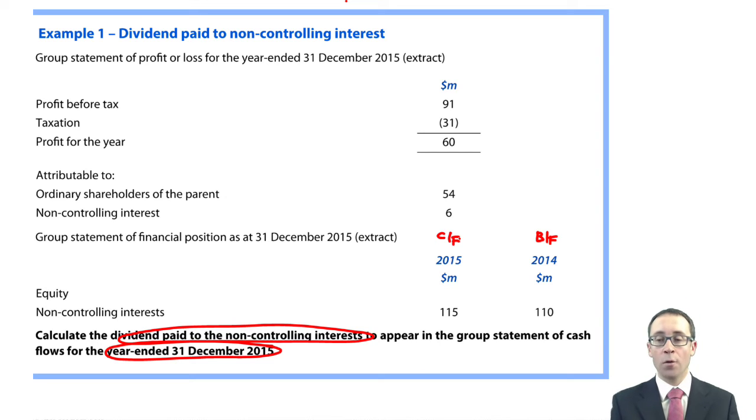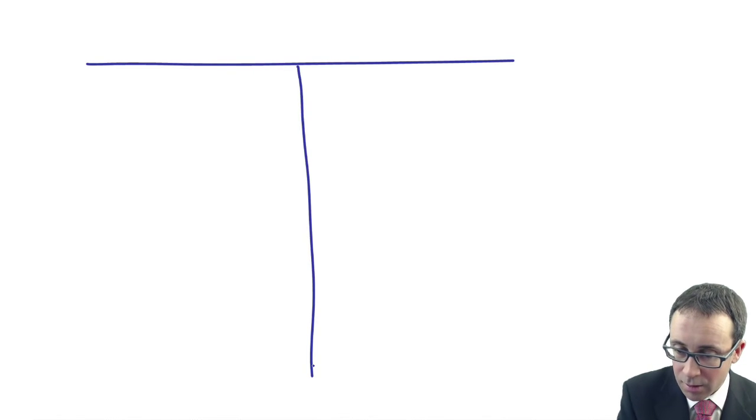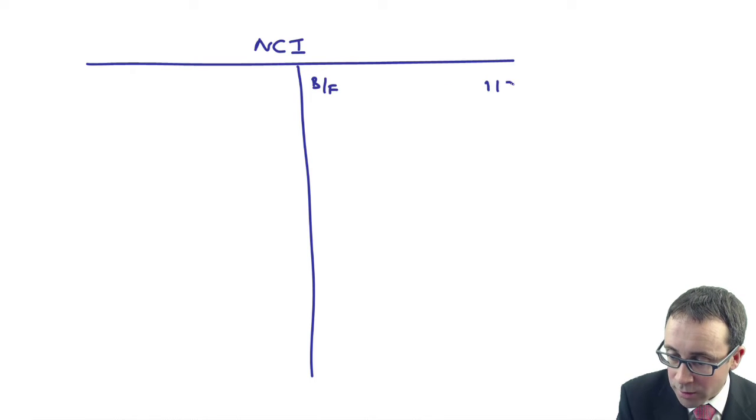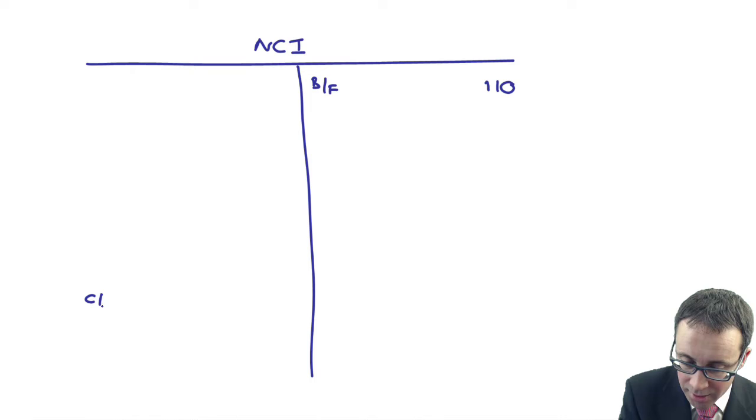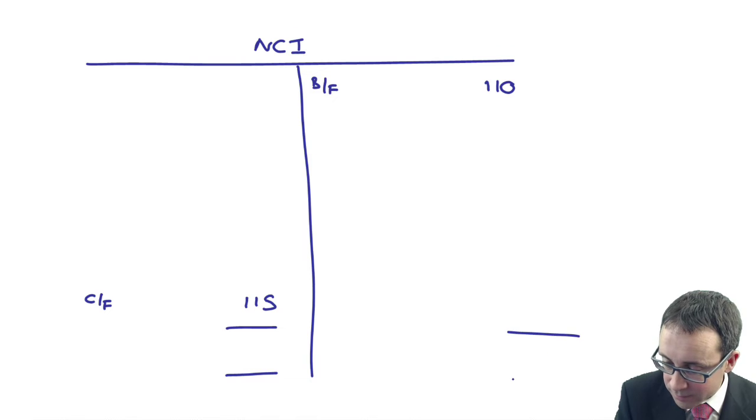So you've got your opening, 2014, of 110. Your closing there is 115. So what we can do is draw up our T account. It's there as my non-controlling interest, isn't it? My brought forward was there as 110 on the credit side. My closing was there as 115 on the debit side.